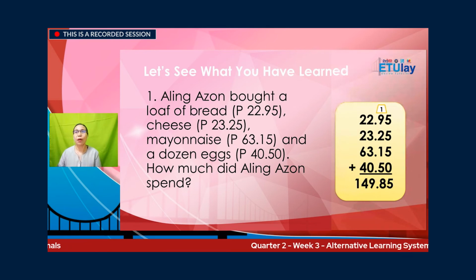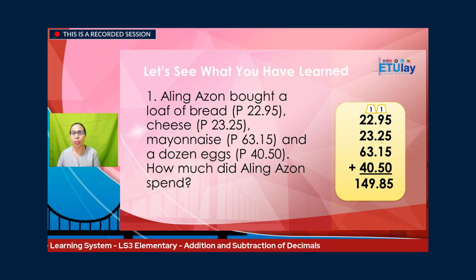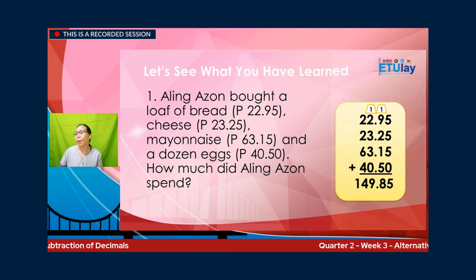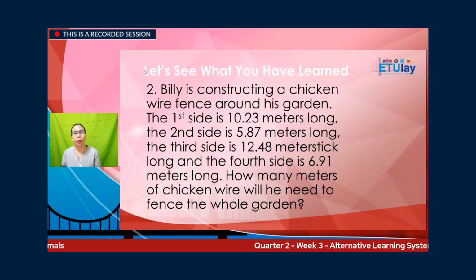Then we have 1 plus 2 plus 3 is equal to 9. And 2 plus 2 plus 6 plus 4 is 14. So we have 149.85 in all.